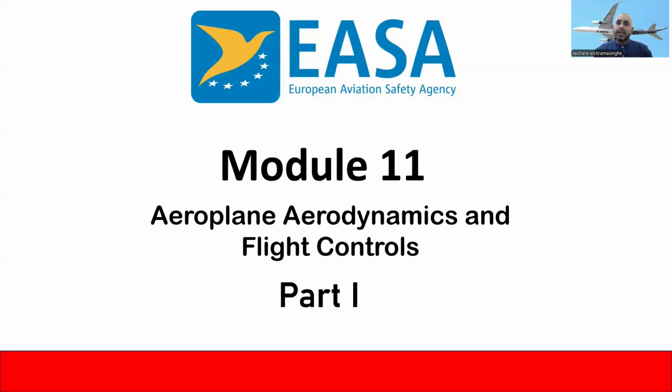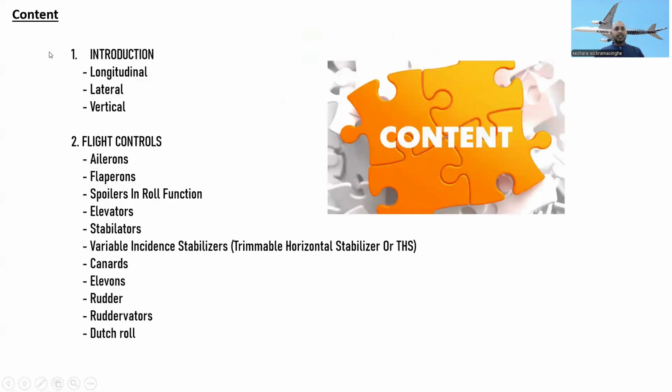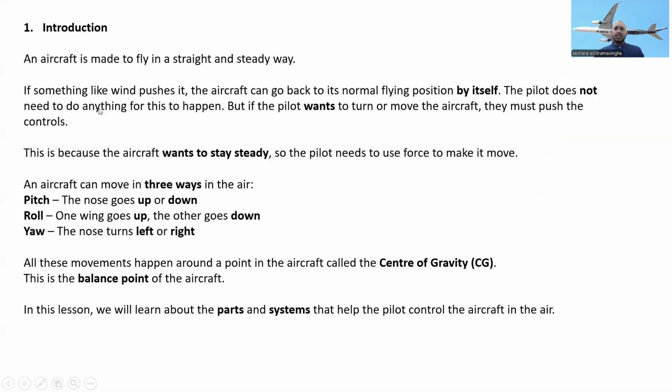Today I'm going to teach module 11, aeroplane aerodynamics and flight controls, part number 1. Let's see the content. In this video, the content is the introduction. I will talk about the longitudinal axis, lateral axis, and vertical axis, and then the flight controls like ailerons, flaperons, spoilers in roll function, and the elevators, stabilizers, variable incidence stabilizers, which means like the trimmable horizontal stabilizer or THS, and canards, elevons, ruddervators, and finally the dash roll. Actually, this is the very basic. If you watch the type training videos, those are at a very advanced level. So let's go to the first one, the introduction.